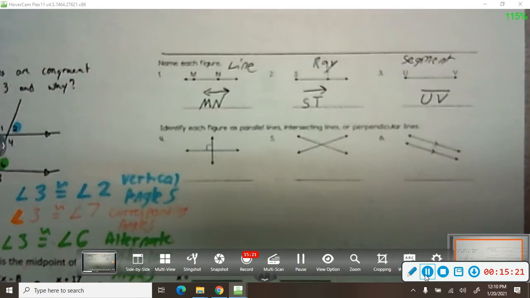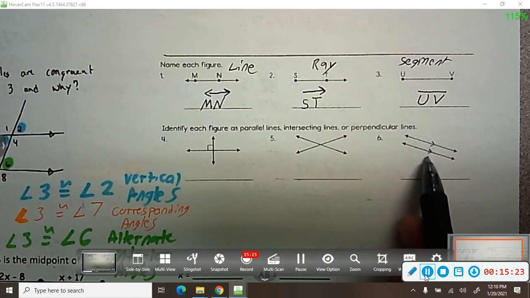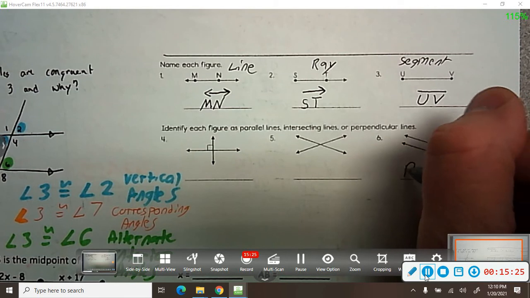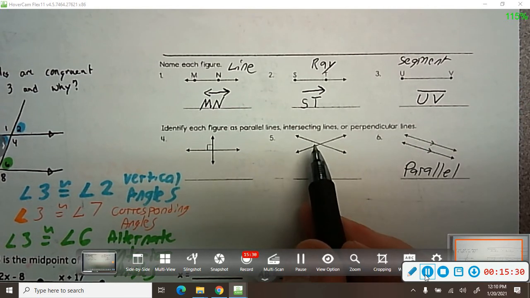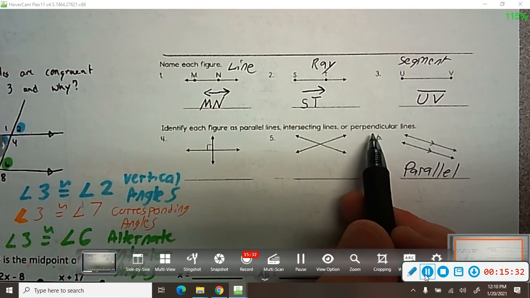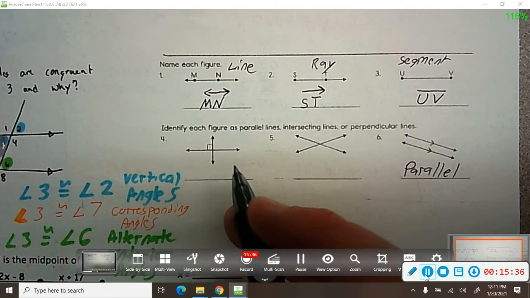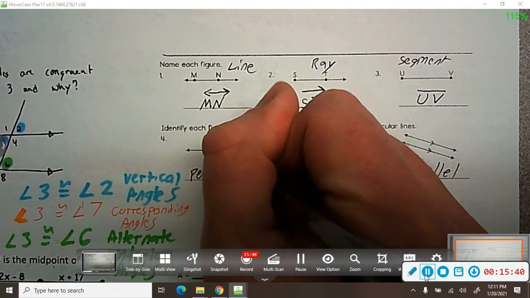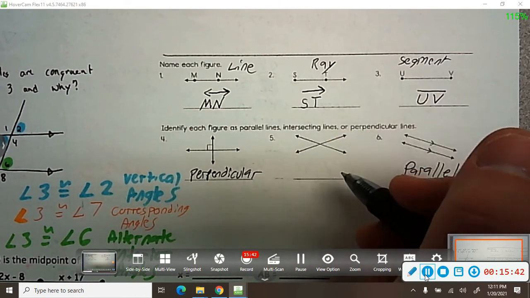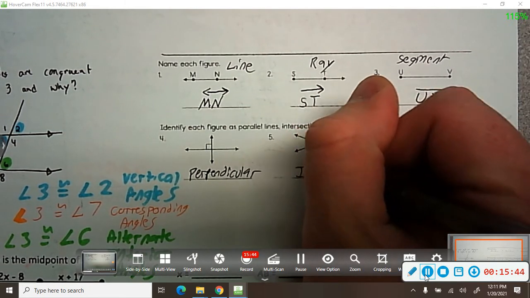Here are the lines parallel. This symbol means parallel. That means they never touch. Intersecting means they just touch. Perpendicular means they touch at a 90-degree angle. So this one would be perpendicular. But these are just intersecting. They cross.